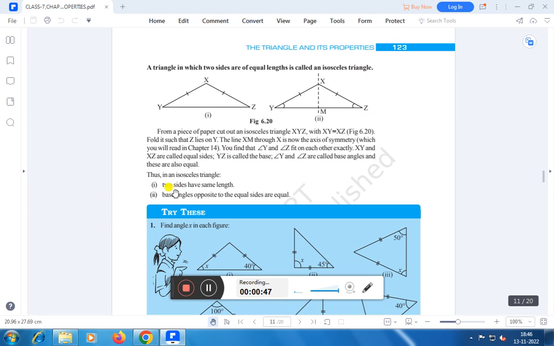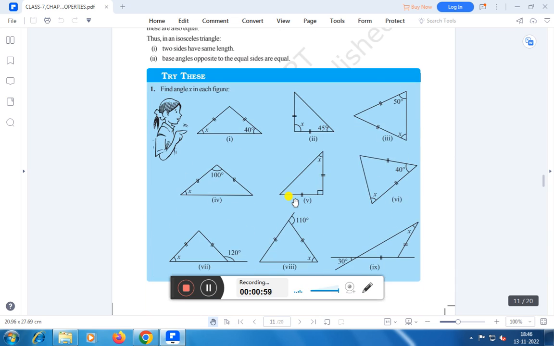A triangle in which two sides are of equal length is called an isosceles triangle. Thus, in an isosceles triangle, two sides have the same length and the base angles opposite to the equal sides are equal, right?